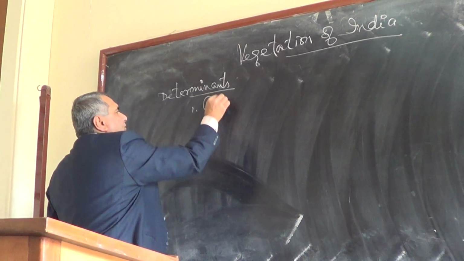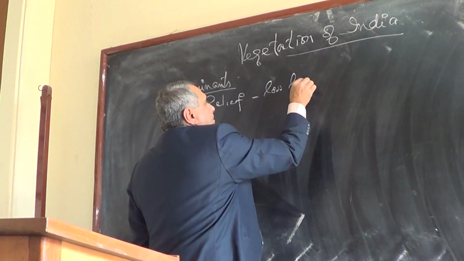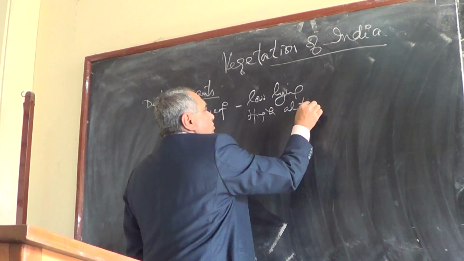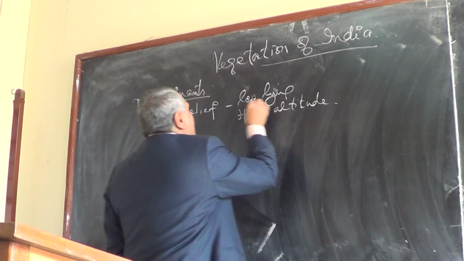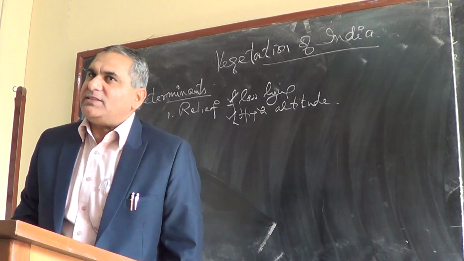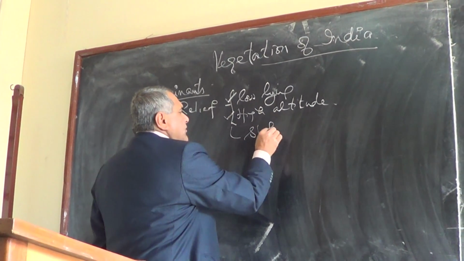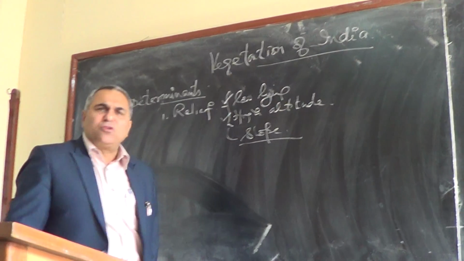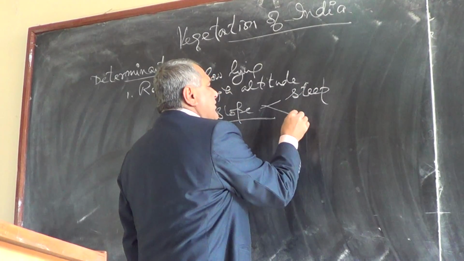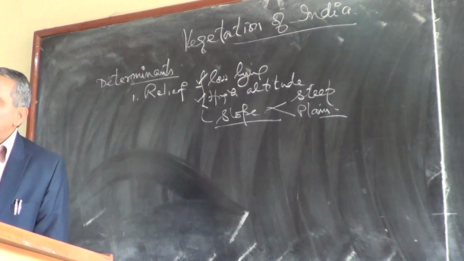One is relief. It's low lying or high altitude. In both the places you will find different vegetation. The slope is the third factor, slope in the relief. What is the nature of slope? If it is the steep slope, vegetation would be different. If it is plain, the vegetation would be different. The nature of slope also determines.